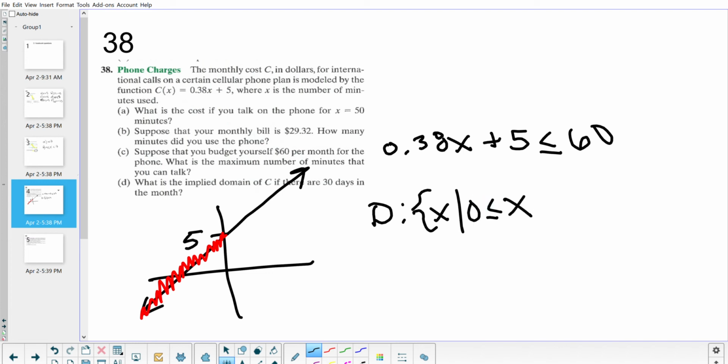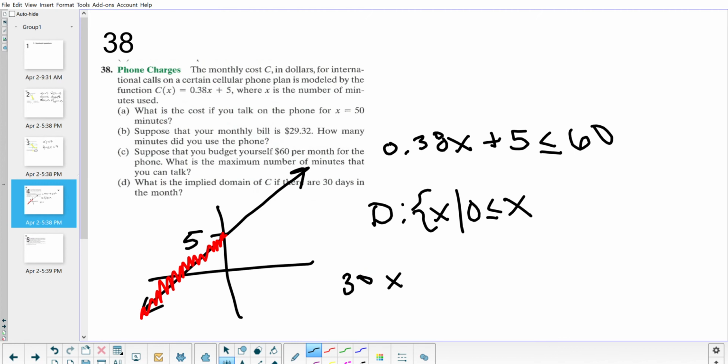But is that it? Is there any other factor? Well, the other factor is that there's only so many minutes in a 30-day month. You can't talk for an unlimited amount of minutes because you don't have an unlimited amount of minutes in a month. So they're securing that by saying that there are 30 days in that month. So let's imagine you talk for every single minute of every single day for 30 days. Not realistic, but it's going to be your domain.